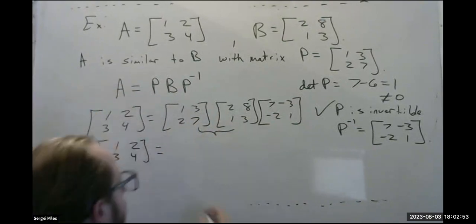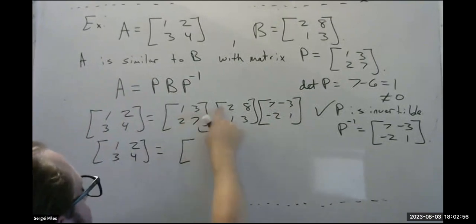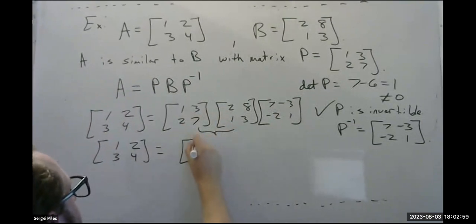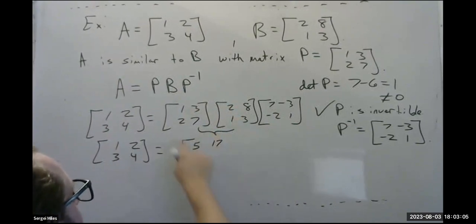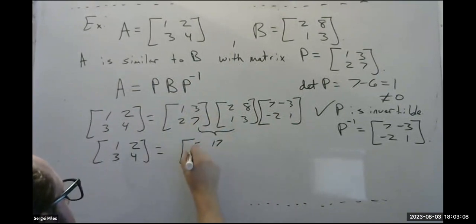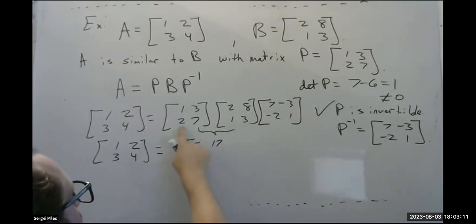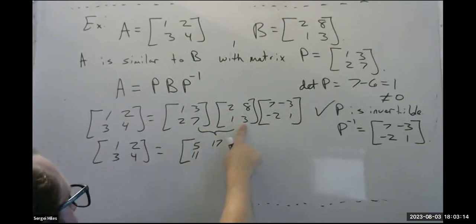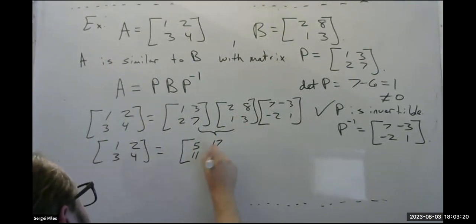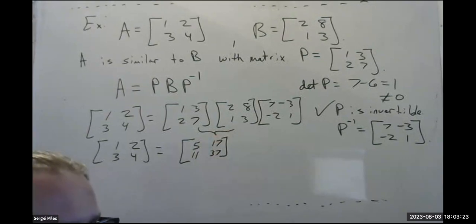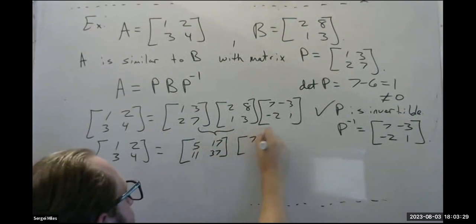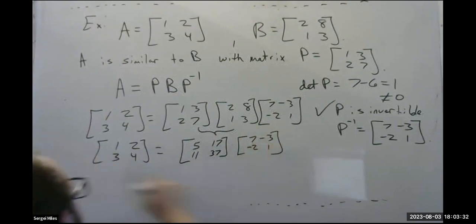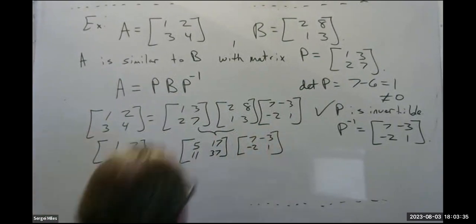We can use the dot product, and we're going to get 2 plus 3 is 5. 8 plus 9 is 17. 4 plus 7 is 11. 16 plus 21. What is that? 37? Okay, so the numbers got kind of nasty here. But the claim is that if I multiply this with 7, negative 3, negative 2, 1, I'm supposed to get 1, 2, 3, 4.